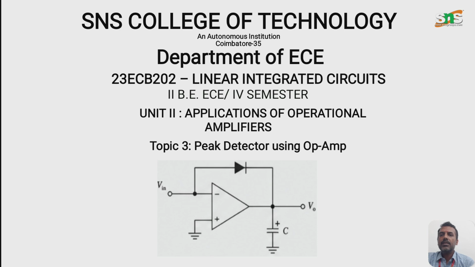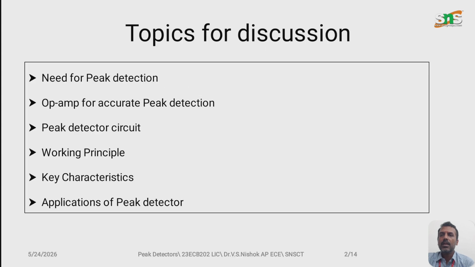Here we are gathered to discuss the topic Peak Detector using operational amplifier from the subject Linear Integrated Circuits. So in this session we are going to discuss the need for peak detection and operational amplifier for accurate peak detection, peak detector circuit, working principle, key characteristics and its applications.